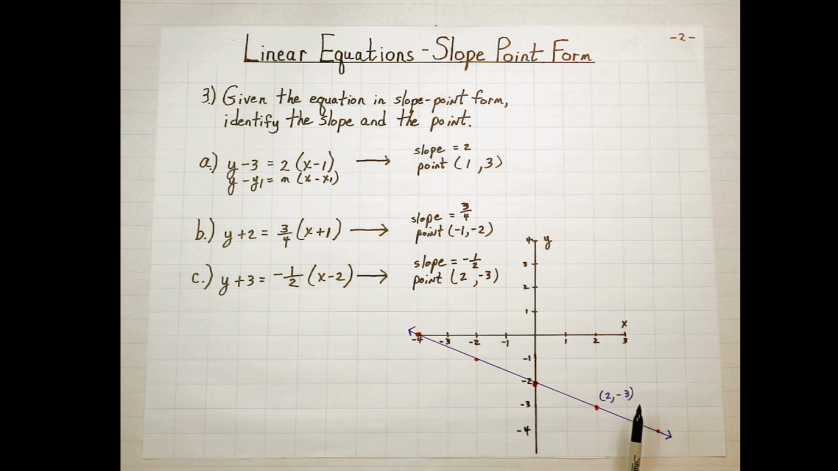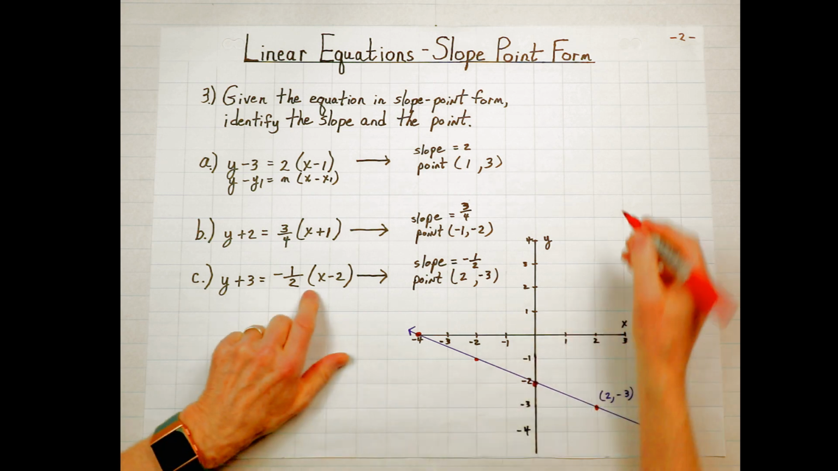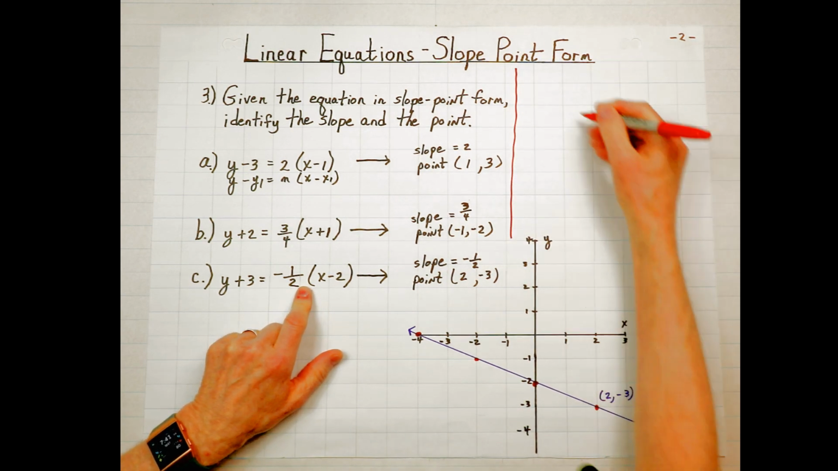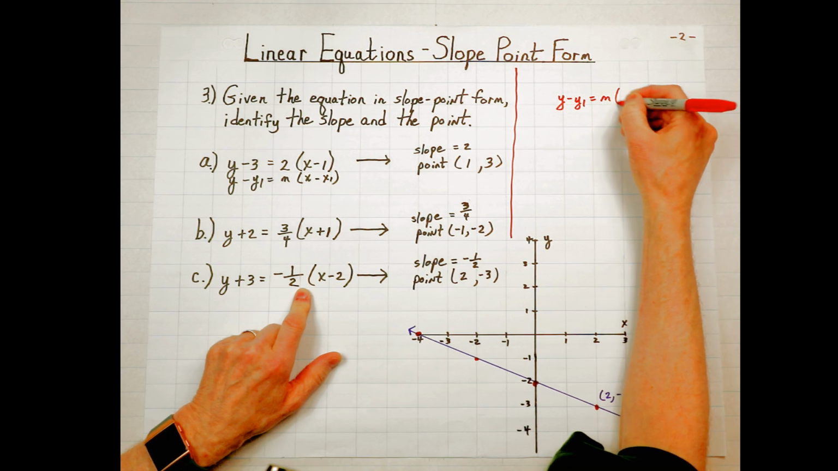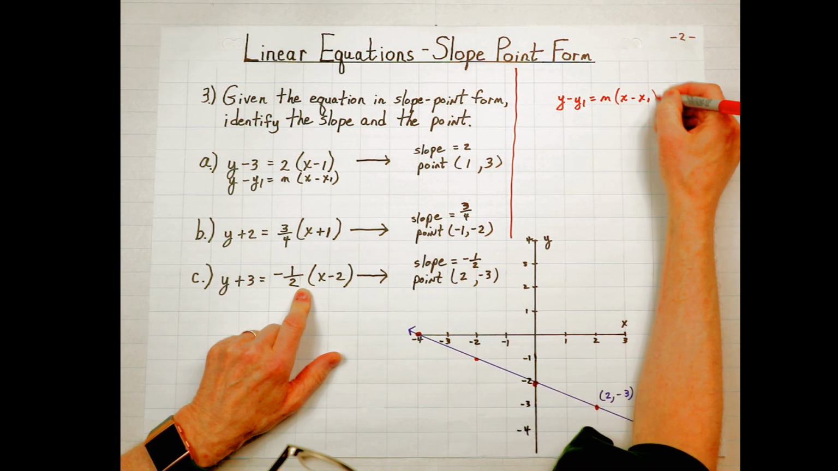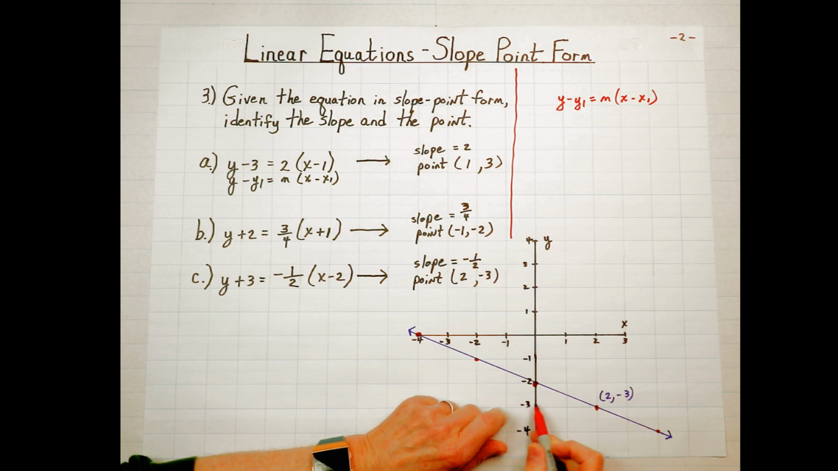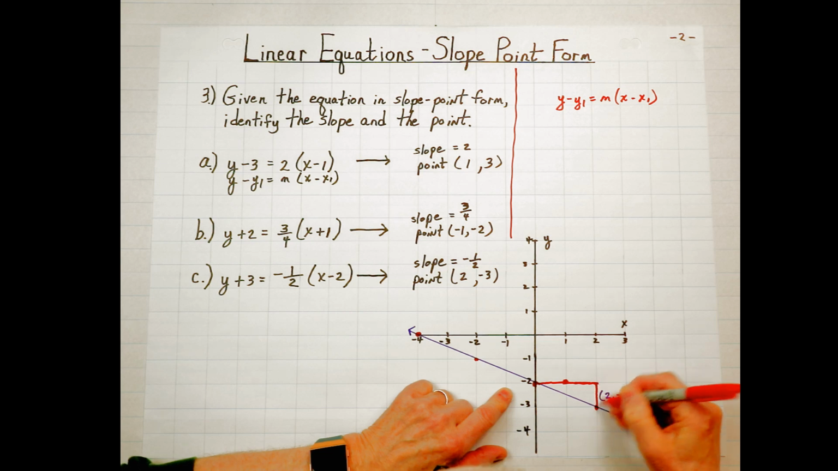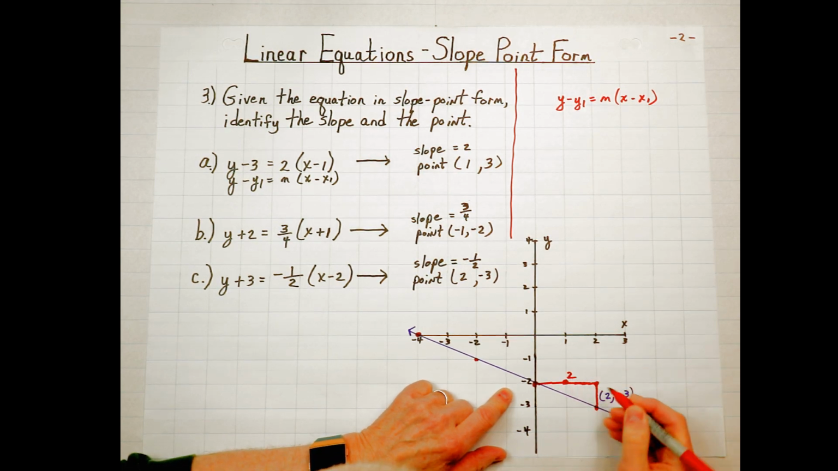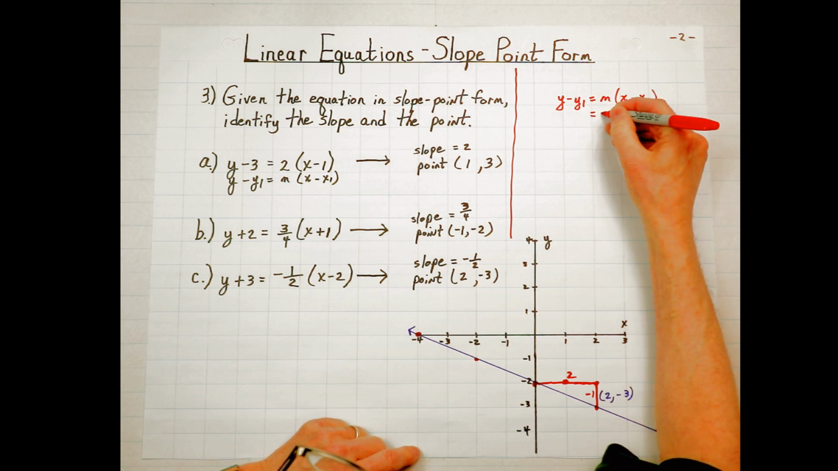So why do we change the signs? That's the question. So let's go up here and take a look. So if we have y minus y1 equals m times x minus x1, and the slope is minus 1/2, well, you can see here the slope is minus 1/2. It goes over 2, and then it goes down 1. So this is 2 and minus 1. So the rise is minus 1 and the run is 2. So the slope is minus 1/2.